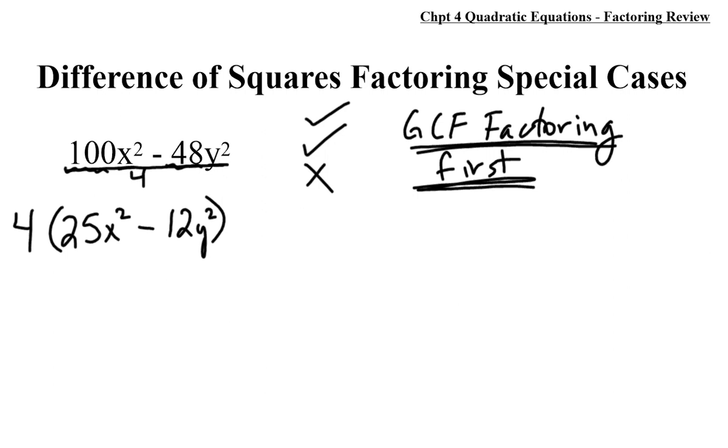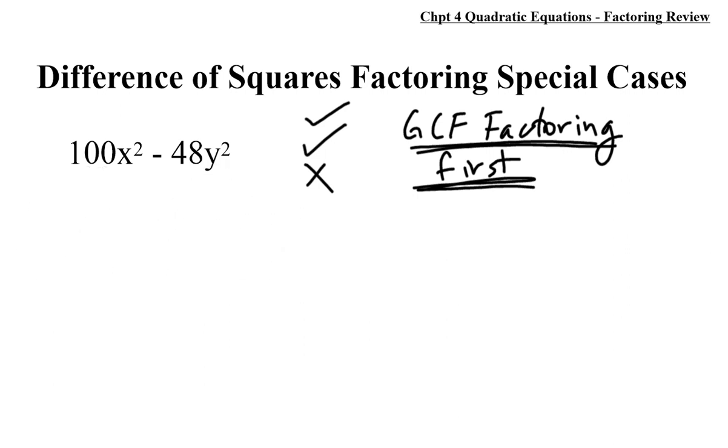And this is a lousy example. I did a terrible job of coming up with this example. Let's think of a different example. Well done, Macdonald. So let's just change this up a bit. Let's keep it 100x squared, subtract, let's go 36y squared. Let's work with this one instead.